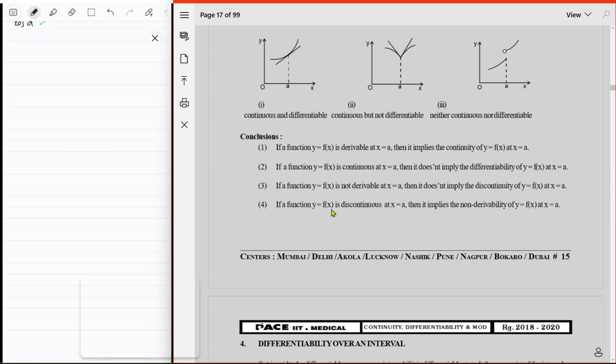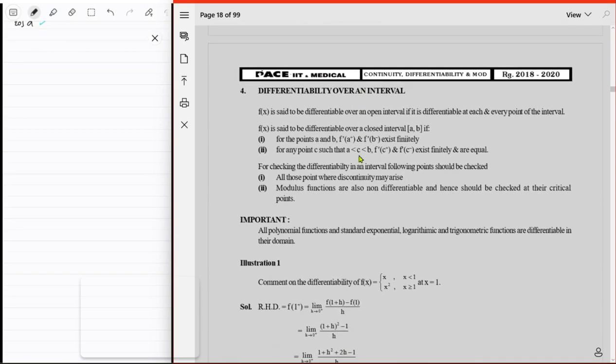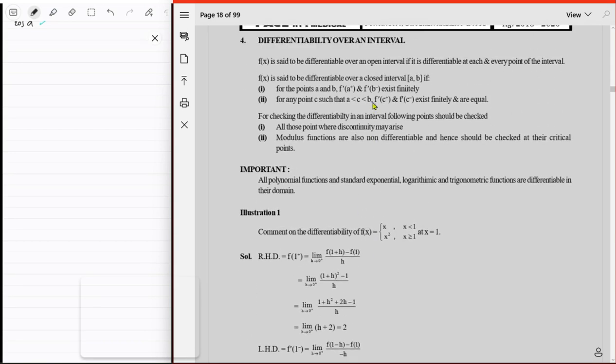If a function is discontinuous at x equal to a, then it implies non-differentiability. That makes sense, because in every single case of discontinuity, we saw that it's not differentiable. These two limits don't make any sense, right? Yeah, the same definition as what we had for continuity.